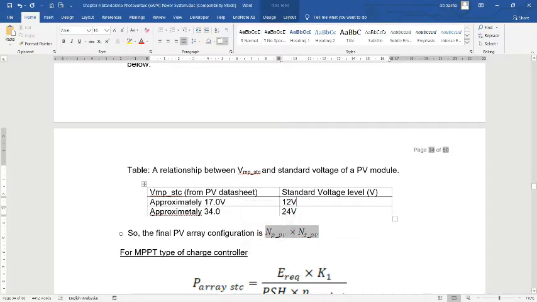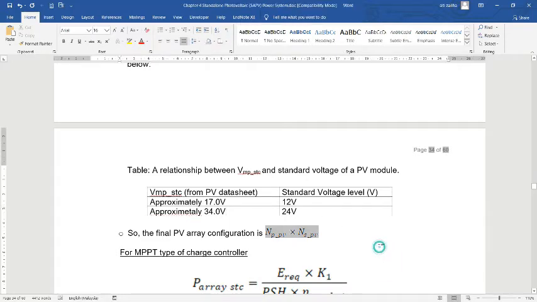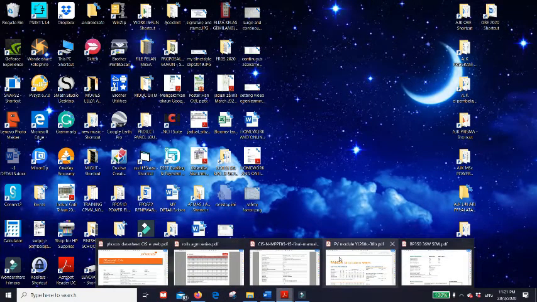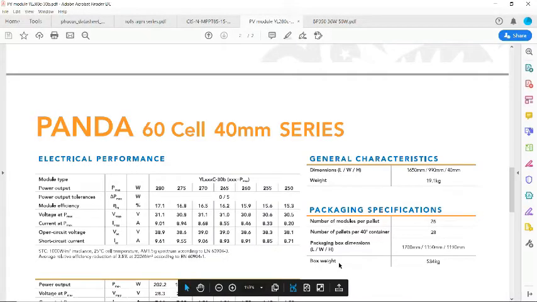Okay, so if the VMP-STC of the PV module is 34 volts, you choose the standard voltage 24 volt. Okay, so for example here, let's take an example. Yingli Panda. So this Yingli Panda, the voltage at maximum power, let's say this model.